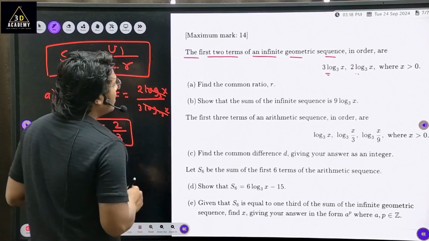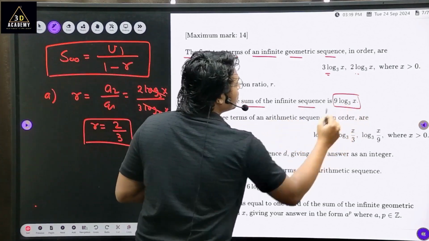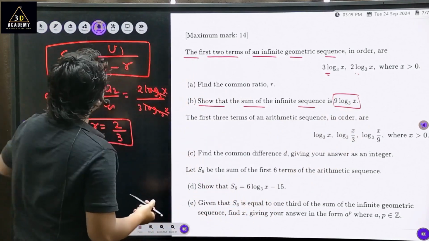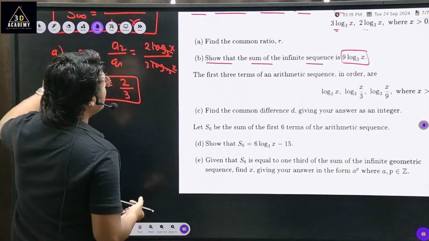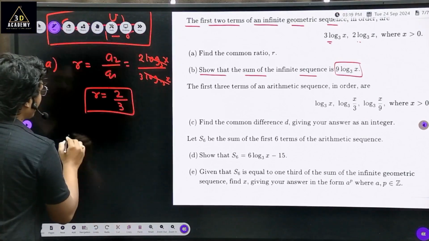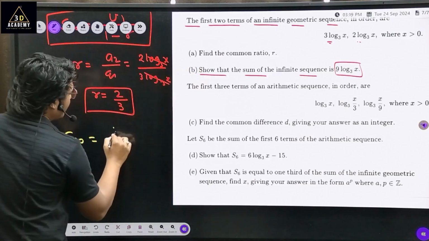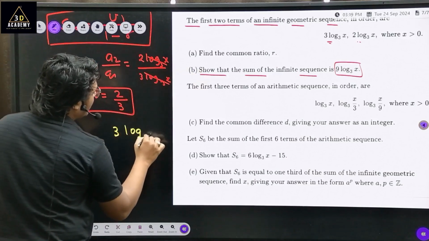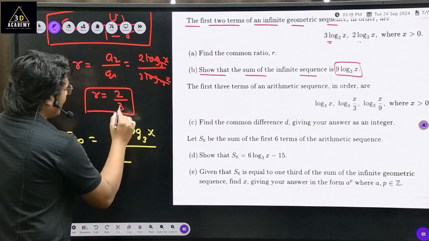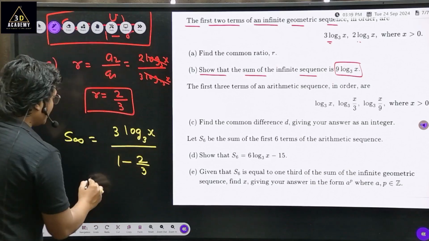Correct? Now, show that the sum of the infinite sequence is this. Very good. The question is giving us everything so easily. We know the first term of the sequence. We have just written the formula here. They are asking us to find S infinity. The first term of the sequence is 3 log 3x upon 1 minus common ratio 2 upon 3. You have to simplify this. When you simplify this, what do you get?